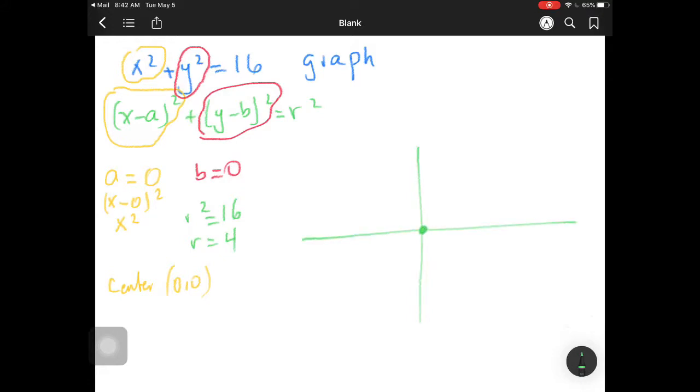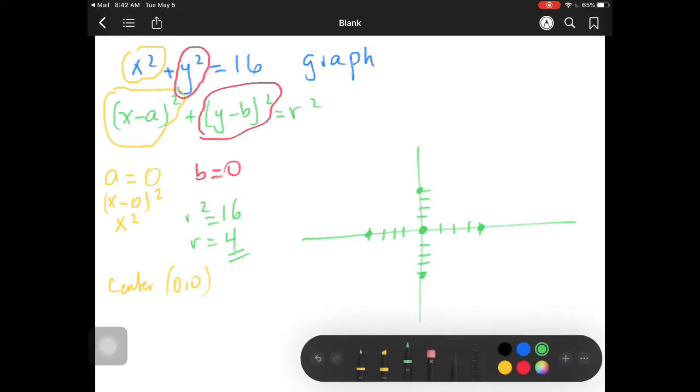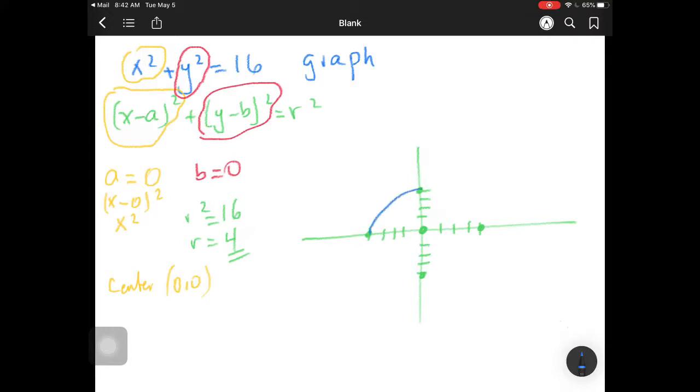So this is the center of the circle, and the radius is 4, so you have to go 4 units to the right, 4 units to the left, 4 units up, 4 units down, and your circle would look something like this. So again, we're discussing how to find the correct graph if you're given the equation, or how to find the correct equation if you're given the graph.